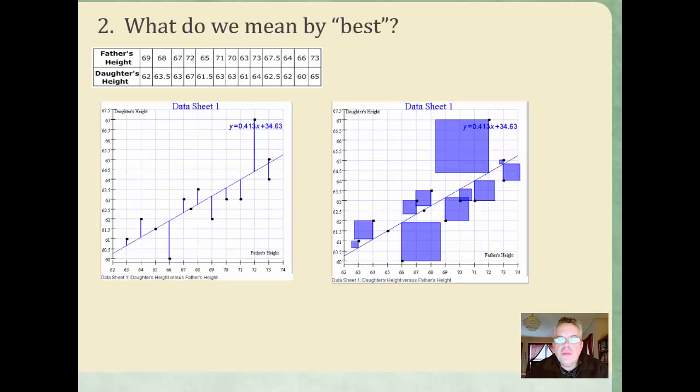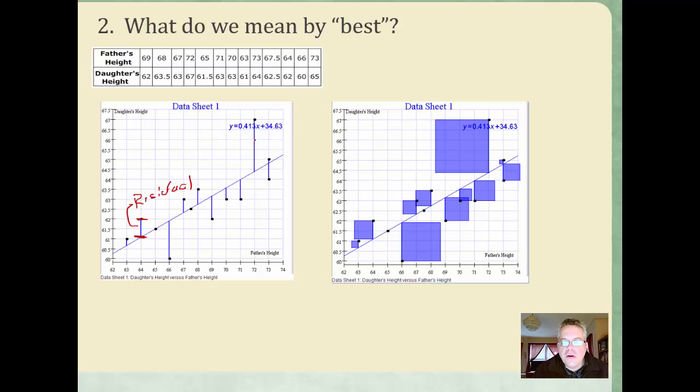But first, I want to remind you about what we mean by the best line. So in this figure here, we have the residuals drawn. Remember that the residuals are the vertical distances. The residual is the difference between the actual data value, for this point, the actual daughter's height was 62, and the predicted Y value, which is a little bit more than 61. So this is called a residual. And you can think of it as the error. It's the difference in the actual value and the predicted value.